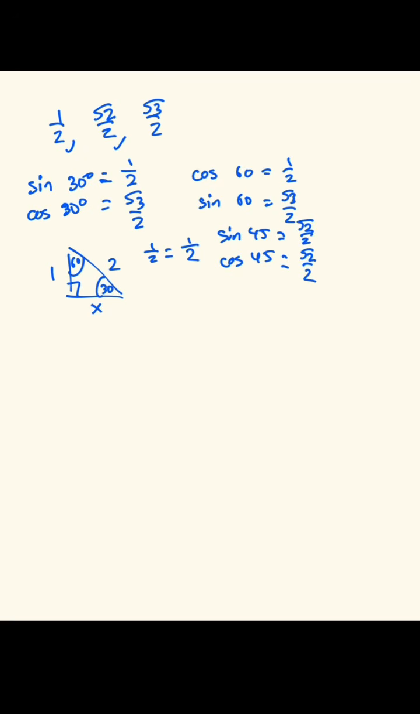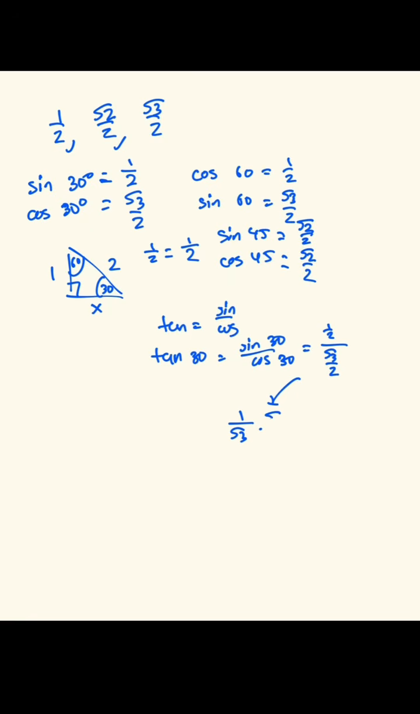So how do we find tangent now? Well, tangent is equal to sine over cosine. If we were asked to find tangent 30, we would do sine 30 over cosine 30. Sine 30 is equal to 1/2, and cosine 30 is equal to square root of 3 over 2. If we divide that, we'll have 1 over square root of 3. We can't have a square root in our denominator, so we'll multiply square root of 3 on both sides, and we'll have square root of 3 over 3 as tangent 30.